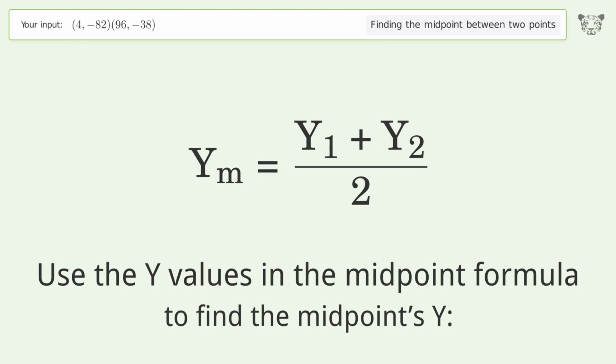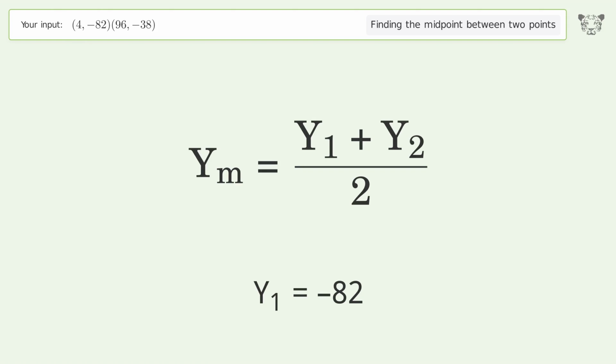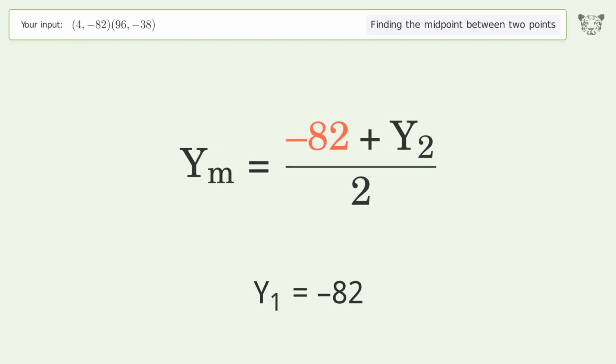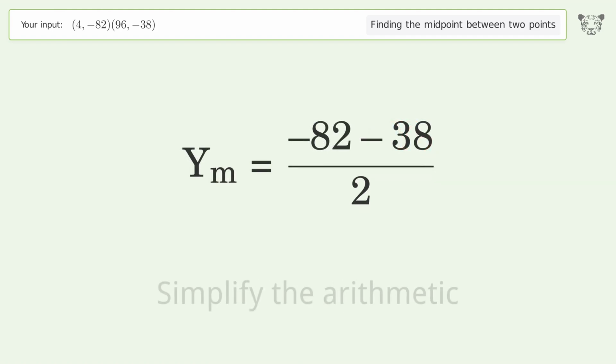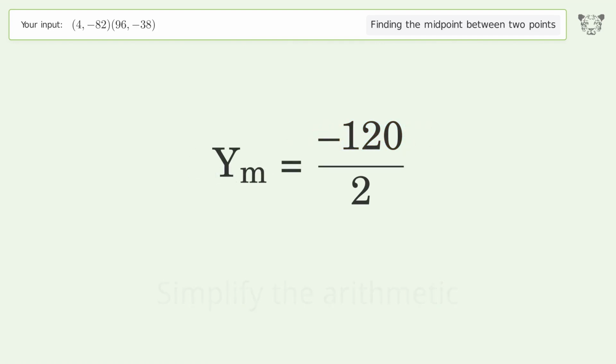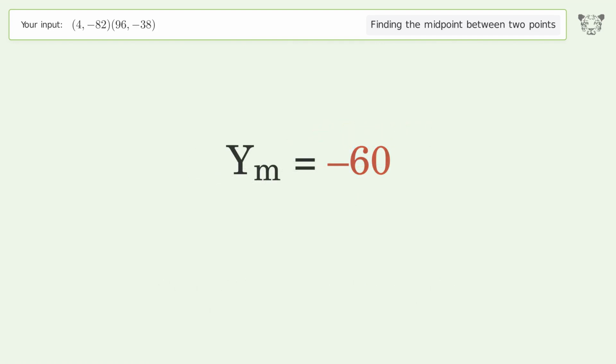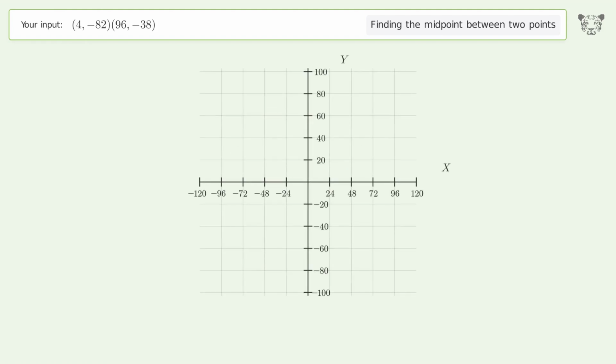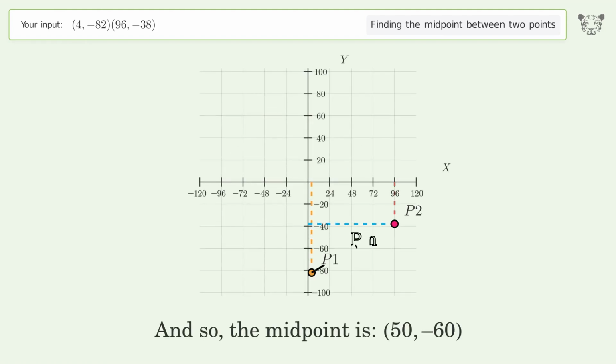Use the y values in the midpoint formula to find the midpoint's y. y1 equals -82. y2 equals -38. Simplify the arithmetic. And so, the midpoint is 50, -60.